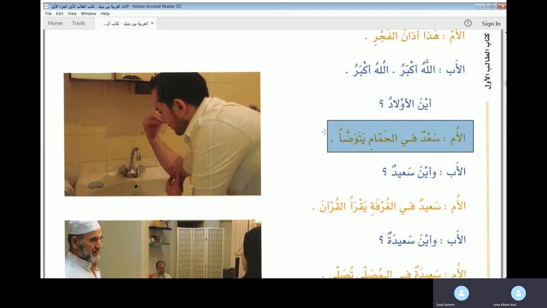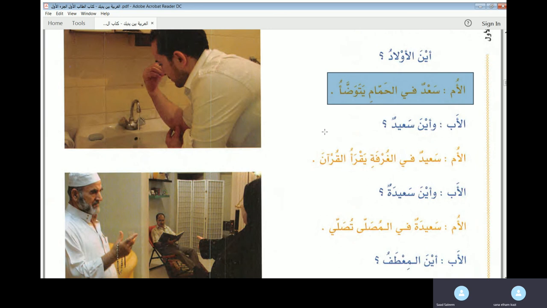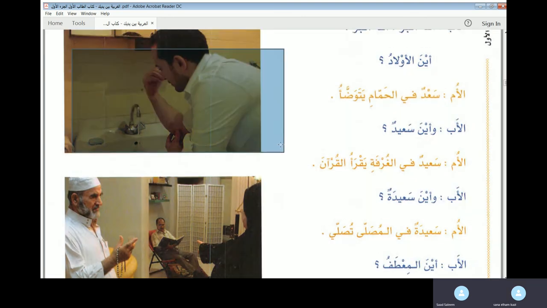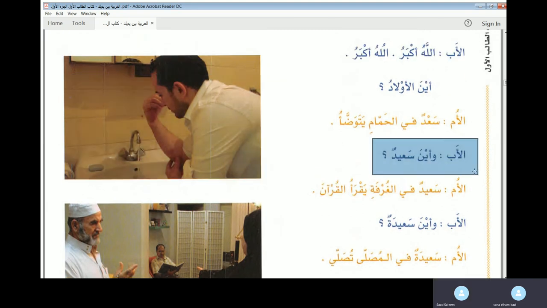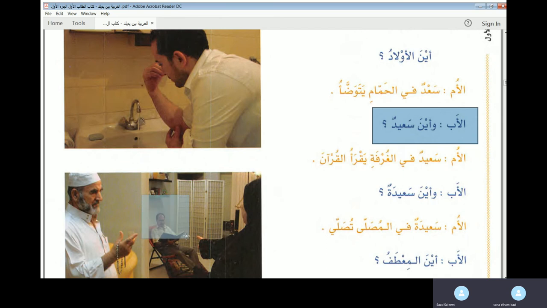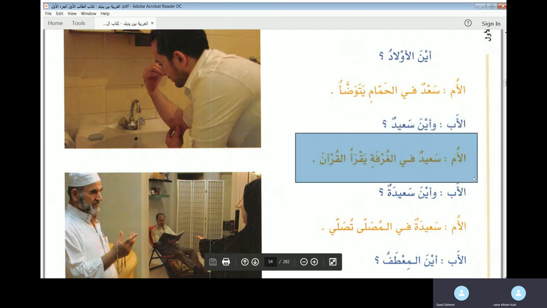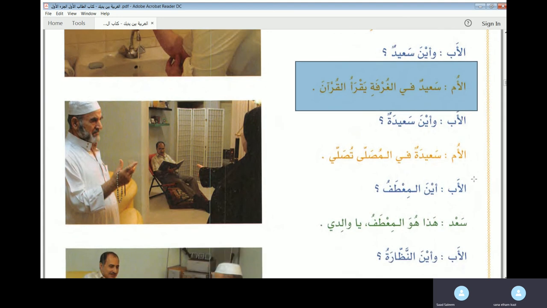Okay. Sa'adun fil hamami yatawazza'u. Sa'ad is in the bathroom. Yatawazza'u, he is performing wudu. He's in the bathroom performing wudu. Aina Sayyid? And where is Sayyid? Sayyidun fil ghurfati yaqra'ul Quran. Sayyid is in the room. He is reading Quran.